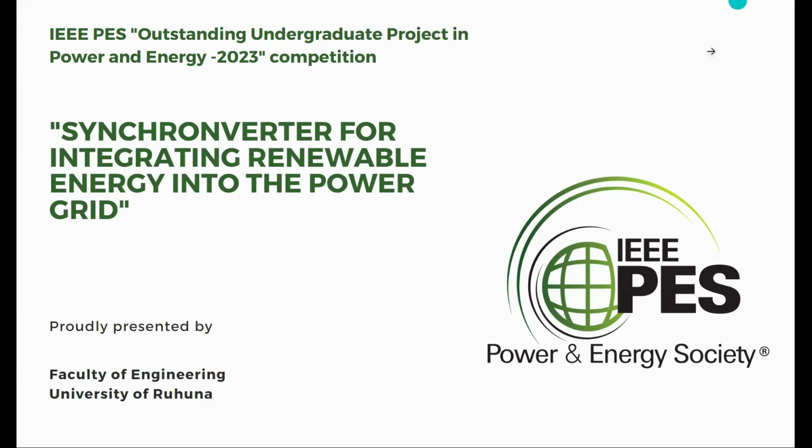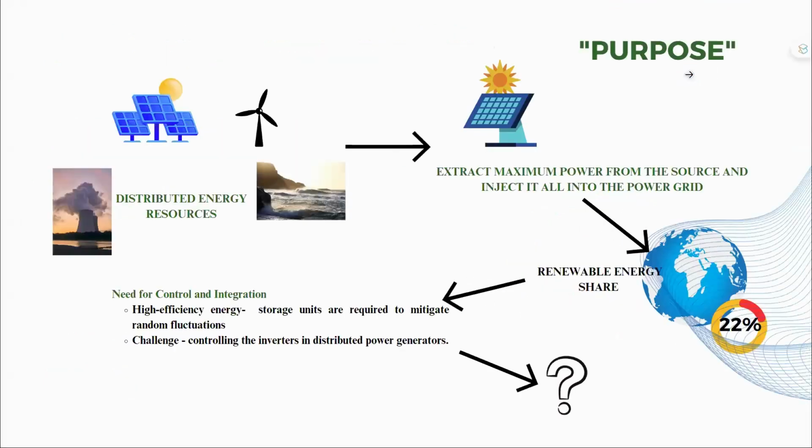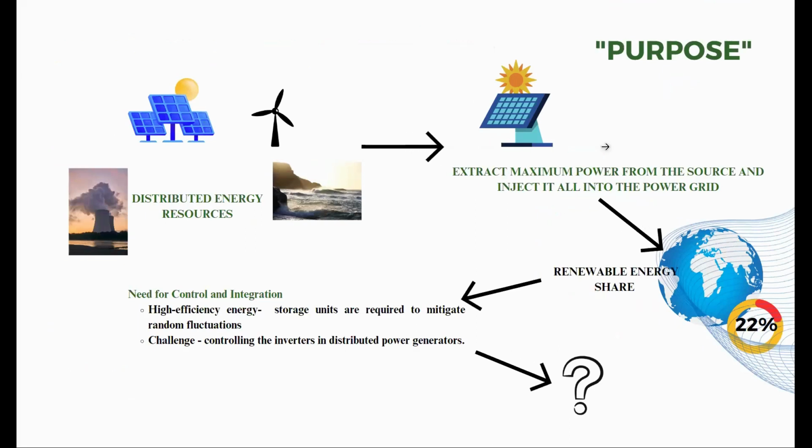So let us move on to the pipeline. As we know, there are lots of distributed energy resources over the world. As they exist, the main purpose is to extract maximum power from the source and inject it all into the power grid. As the renewable energy share is increasing, storage units are required to mitigate the random fluctuation and store the energy that we need.